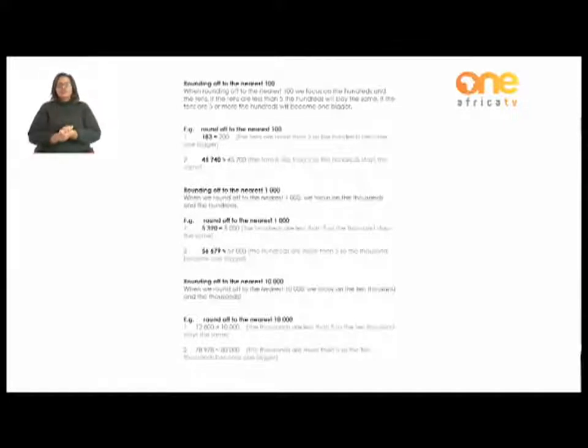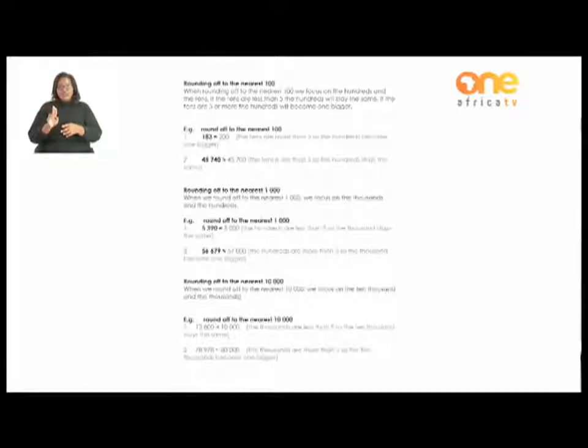Rounding off to the nearest 100. Let's read. When rounding off to the nearest 100, we focus on the hundreds and the tens. If the tens are less than 5, the hundreds will stay the same. If the tens are 5 or more, the hundreds will become 1 bigger.